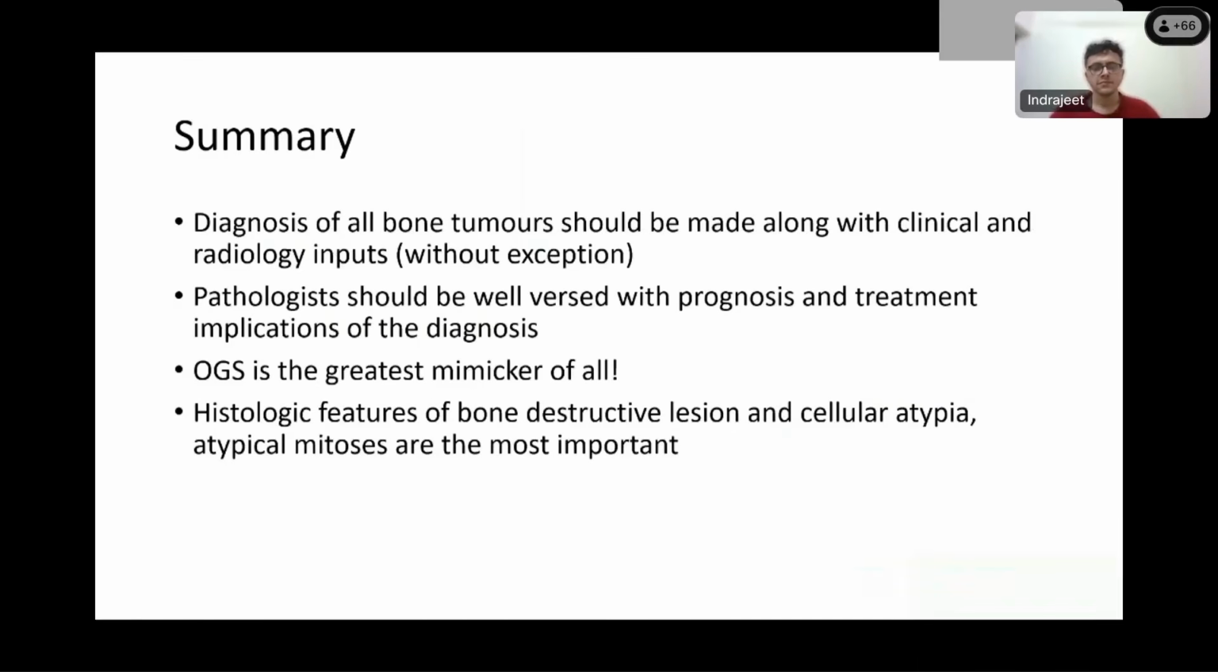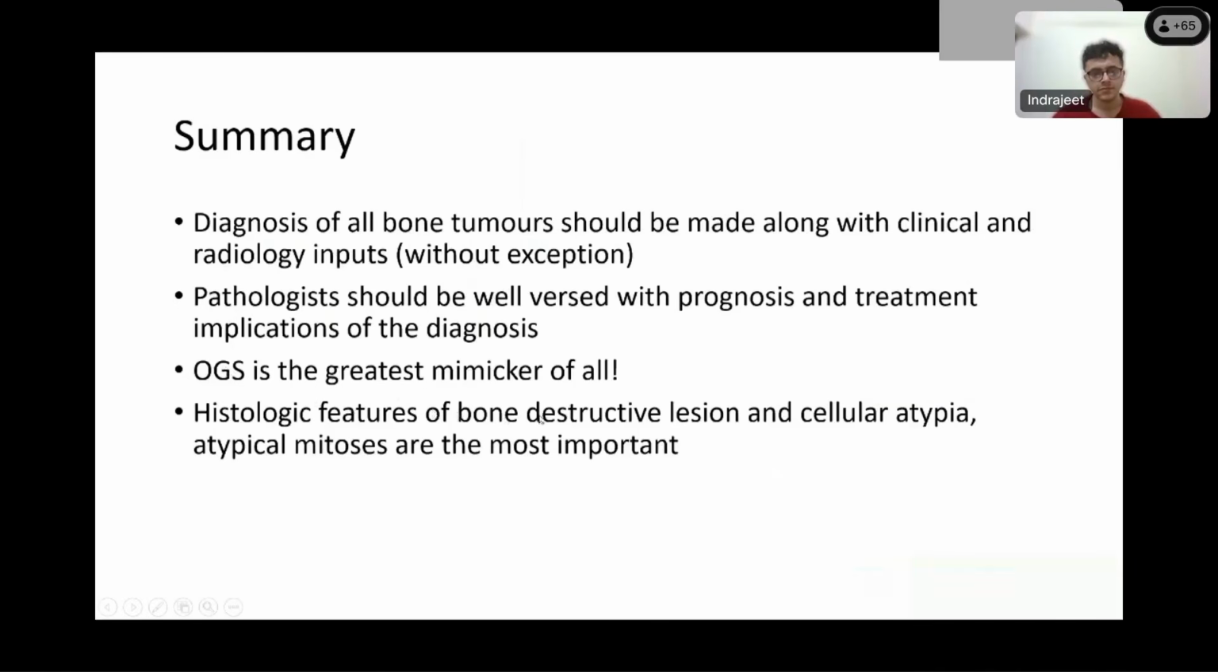As far as possible, avoid giving differentials of a benign condition and a malignant condition, unless you are literally pushed to the wall. We end up doing that, but it is a very unhappy situation. So understand what that differential diagnosis is going to lead to. What is going to happen to that patient? What decisions are going to be taken finally?